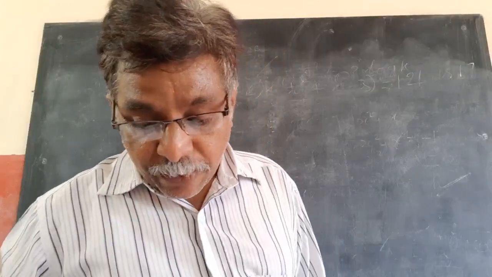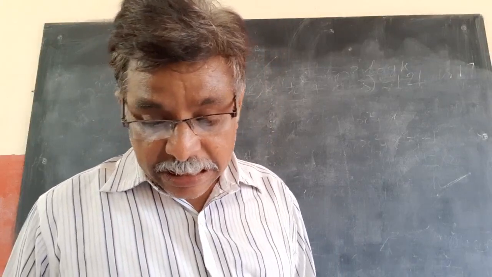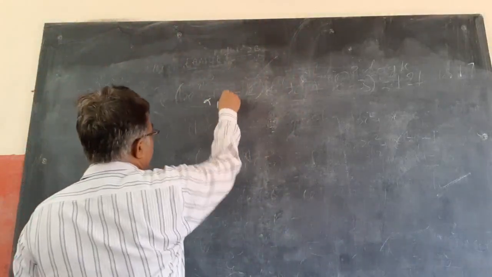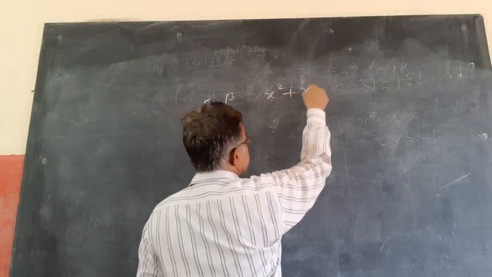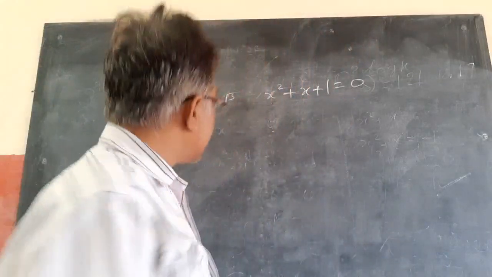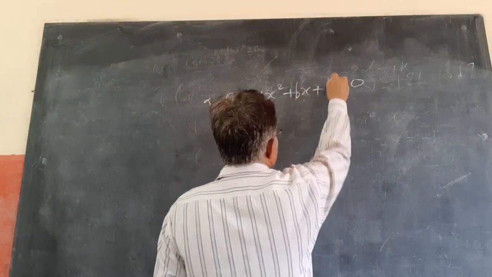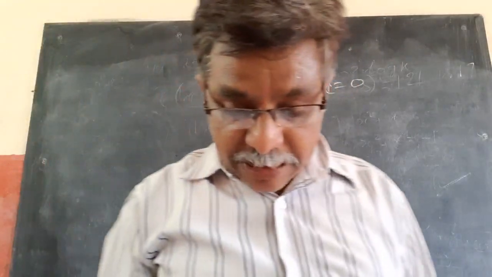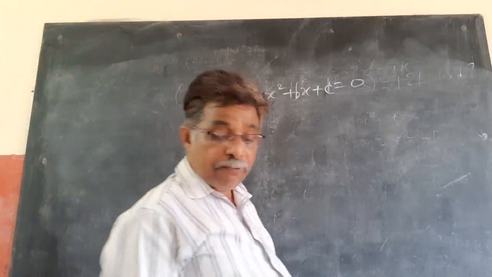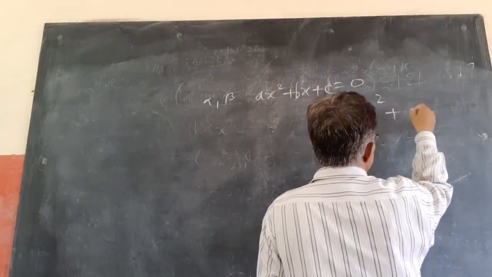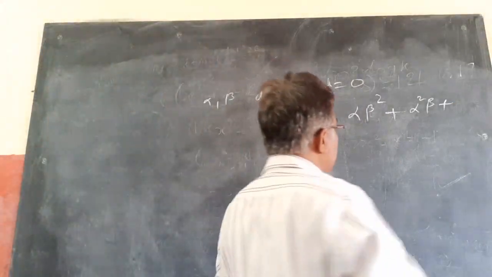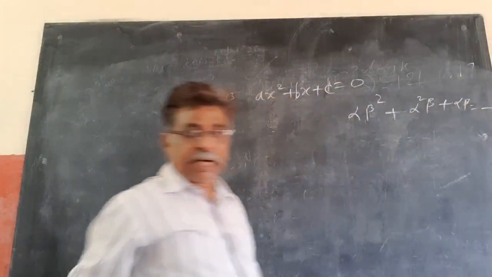Next question, given in MSET 98: if alpha, beta are the roots of the equation ax square plus bx plus c equal to 0, then the value of alpha beta square plus alpha square beta plus alpha beta equal to dash.